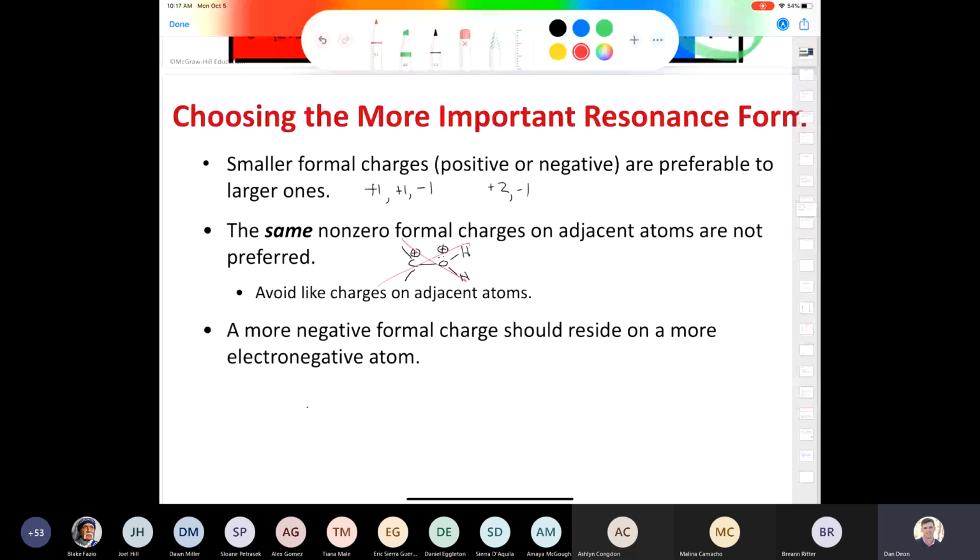A more negative formal charge should reside on a more electronegative atom. That's most of the time. There are some exceptions to that rule, but usually we try to put the negative charge on the more electronegative atom.